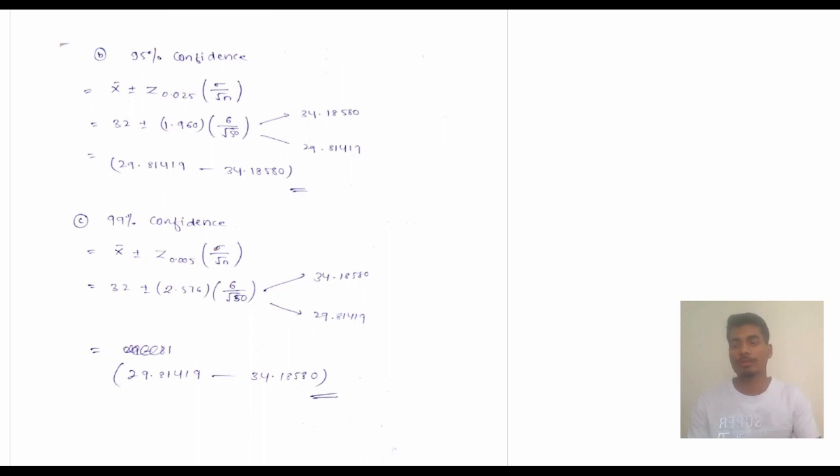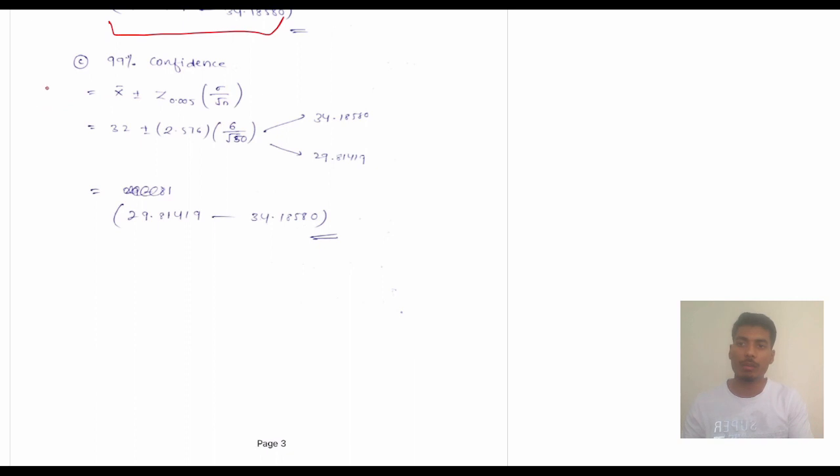When you solve for 95% confidence, use the same formula and in place of x bar you put 32, and when 95% is there, then the z alpha by 2 value is 1.960. Put in the values and you will get the answers, this one and this one. This is the interval. For 99% also it is the same: use the same formula, and when 99% confidence is there, the value of z alpha by 2 is 2.576. Put 6 and root 50. You will get the answers. The range is this one.